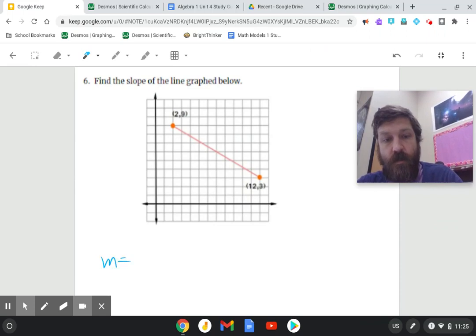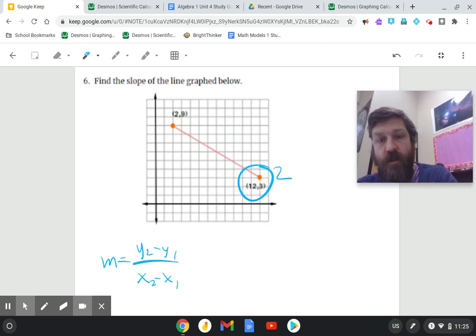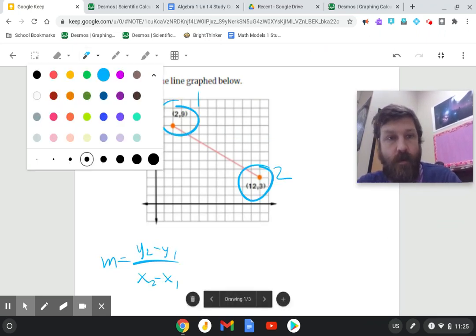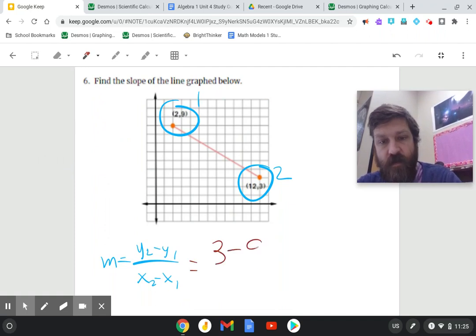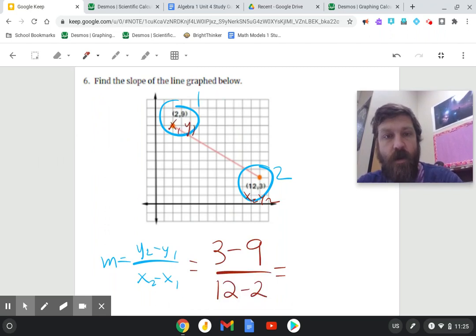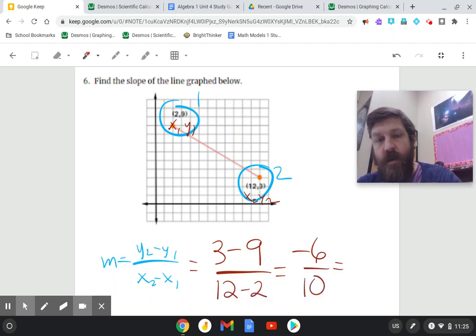We're going to do our m equals y2 minus y1 over x2 minus x1. We'll make this point number 2. We'll make this point number 1. Usually you just go left or right on that. So let's see what we got here. y2 is 3 minus 9, which is y1. Then we have 12 minus 2. Again, x2, y2, x1, y1. 3 minus 9 is negative 6. 12 minus 2 is 10. And that reduces to negative 3 over 5, or written as a decimal, negative 0.6.